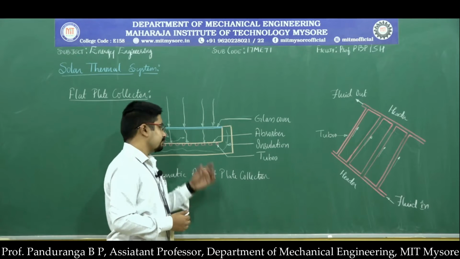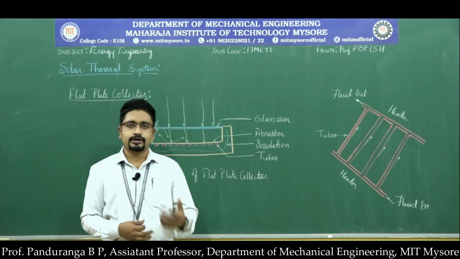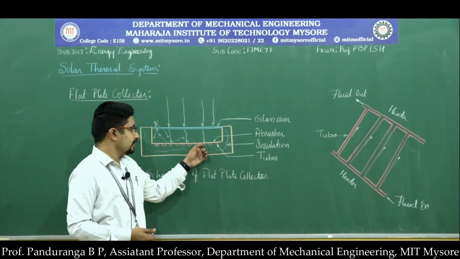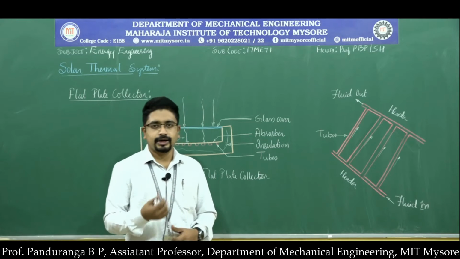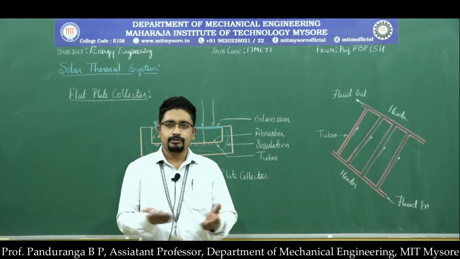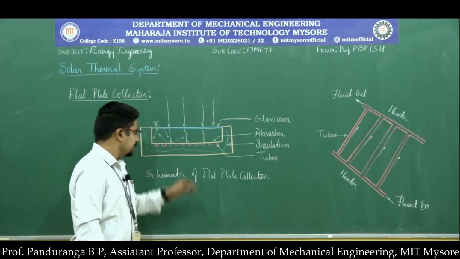Again, that depends on the cost of production. If you want a cheaper flat plate collector, generally they will go for brazed or welded tubes. If you want very good absorption, then you will go for a tube where the absorber plate is integrated with the tube itself.